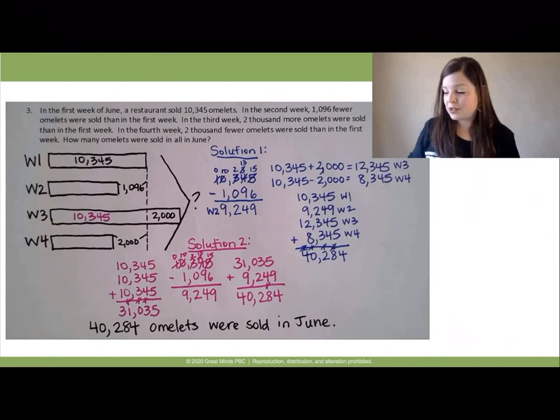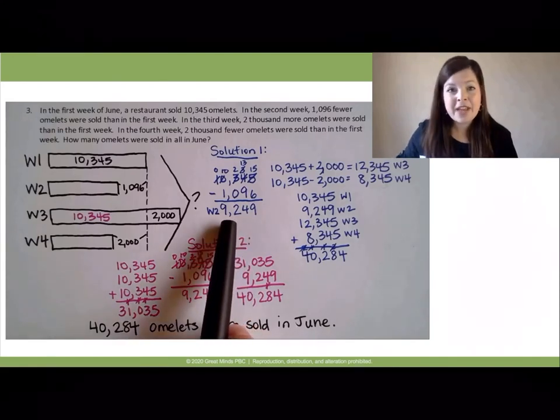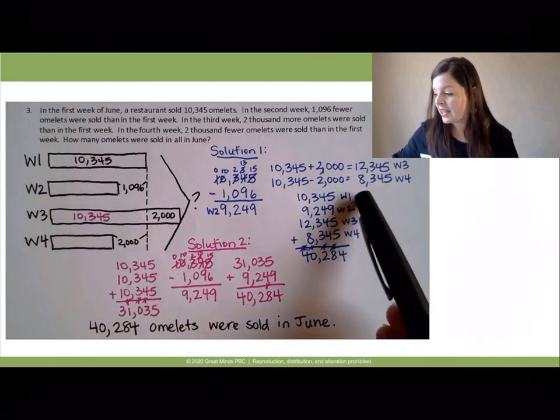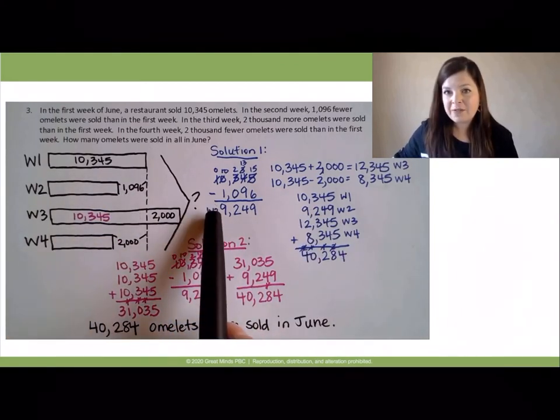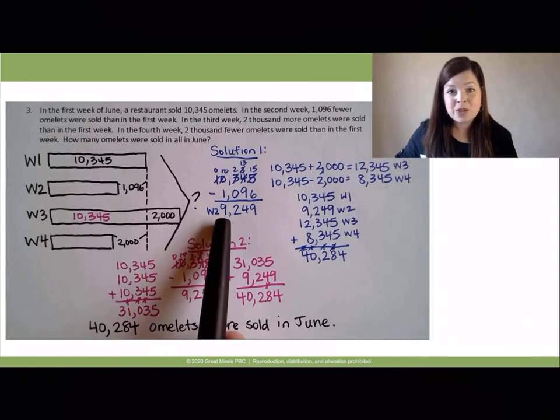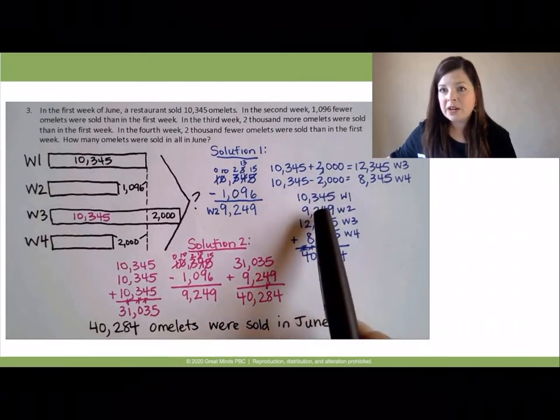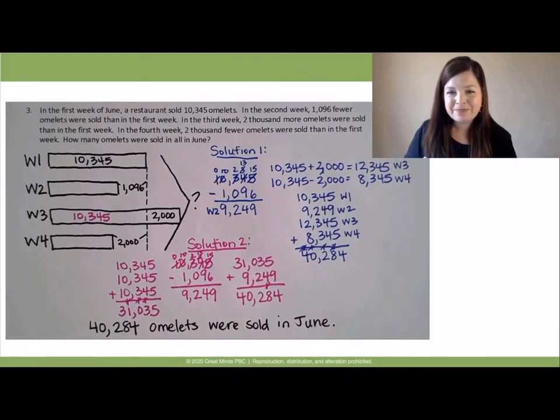In the first solution pathway, they found the number of omelets that were sold each week and then added them together. So here they found how many omelets were sold in week 2, in week 3, in week 4, and then added them together. That makes sense.